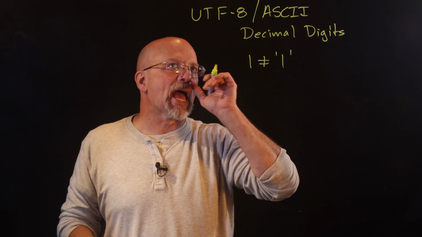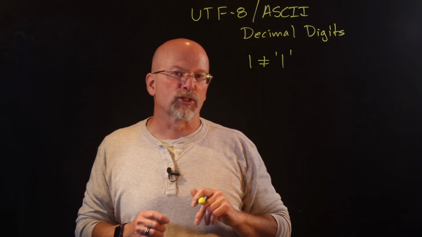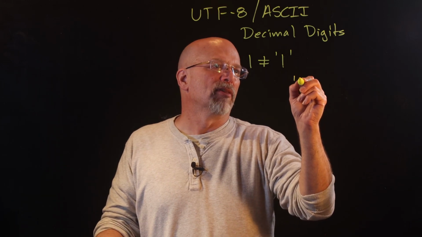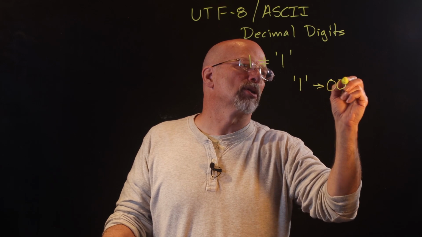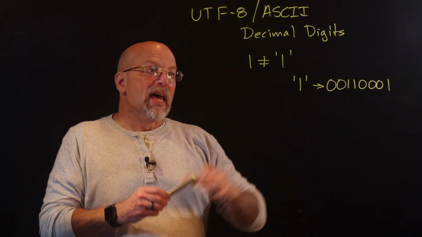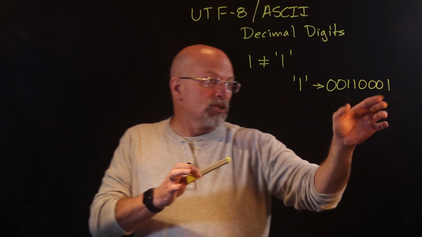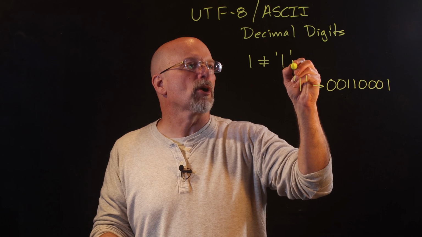Now, when we're looking at ASCII or UTF-8, they both represent this character 1 the same way. The character 1 is represented with 0011 0001. All right? That's how this pattern of 1s and 0s, when stored in memory, represents the character 1. And in fact, we'll go above that.